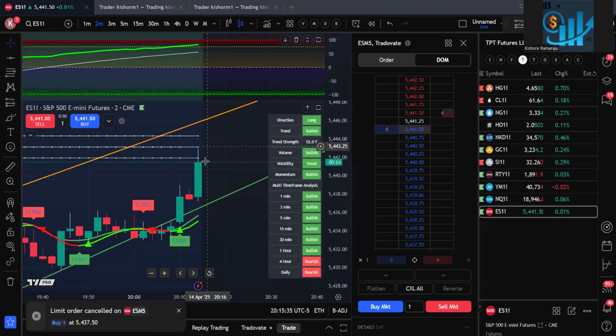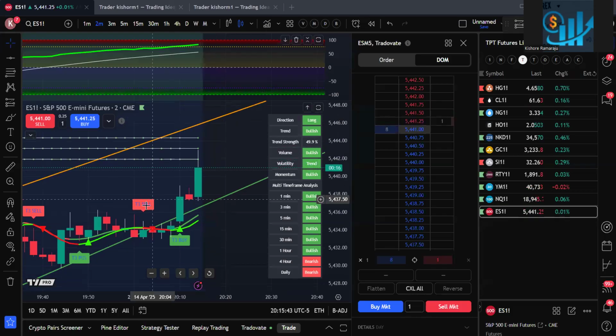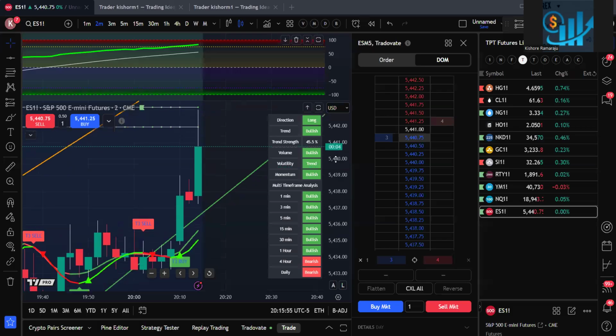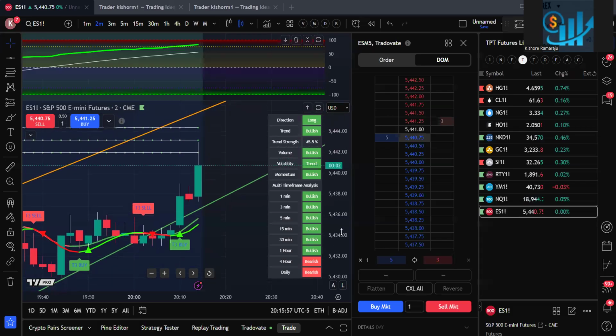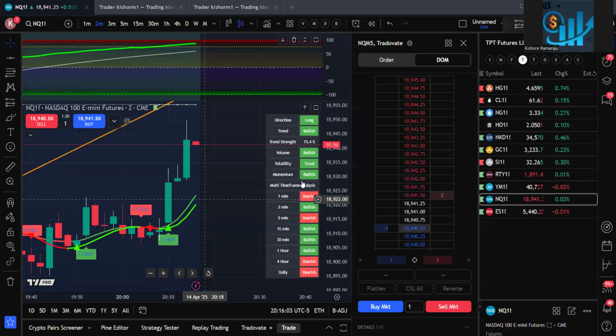So always wait for a pullback, wait for a red candle. If you see a red candle and then you see a green candle, you can go long again. But don't go with a FOMO thinking that, oh, it can go further, right? Because already there is one, two, three. This is a small red candle, four green candles. So we may see a pullback now. Same thing in Q also. We'll get a red candle.